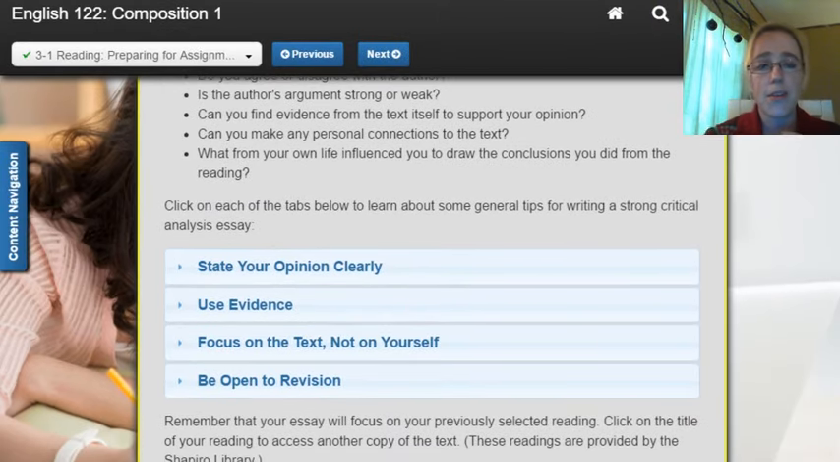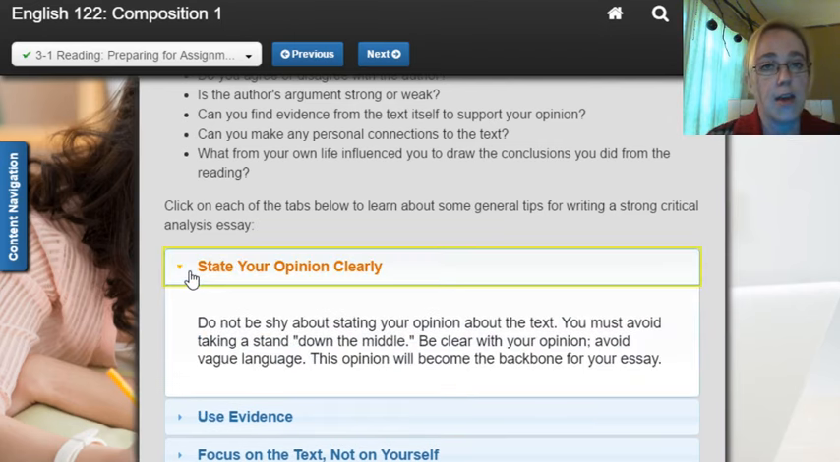So let's look at what MindEdge recommends that we do in terms of our critical analysis. First, one of the things that we need to do is make sure that we state our opinion clearly. So we ask all these awesome questions, and now we're actually starting with our writing plan. Make sure you state your opinion clearly. It's your opinion. It can't be wrong. There's no right or wrong answer here when we're asking for your opinion. So don't be shy about stating your opinion on the text.